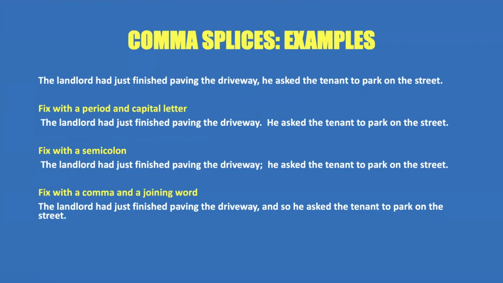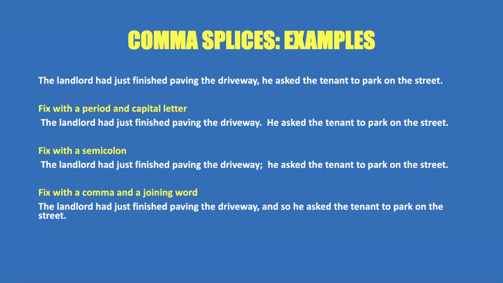So let's take a look at an example of a comma splice and a couple of ways you might fix them. The example says, the landlord had just finished paving the driveway, comma, he asked the tenant to park on the street. On the left side of the comma, it says the landlord had just finished paving the driveway. Ask yourself, is that a complete sentence? Is it a clause? Does it have a subject and a predicate, or a noun and a verb? That alone can stand by itself.